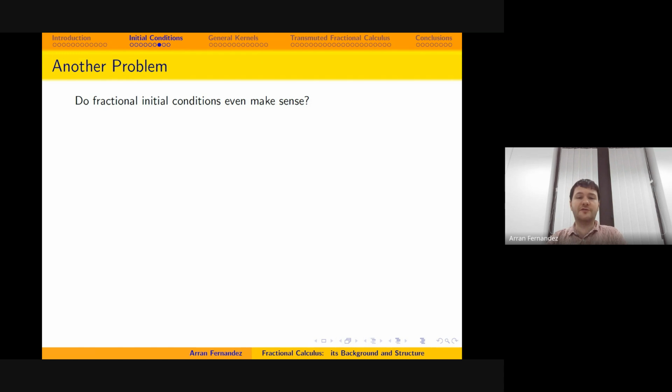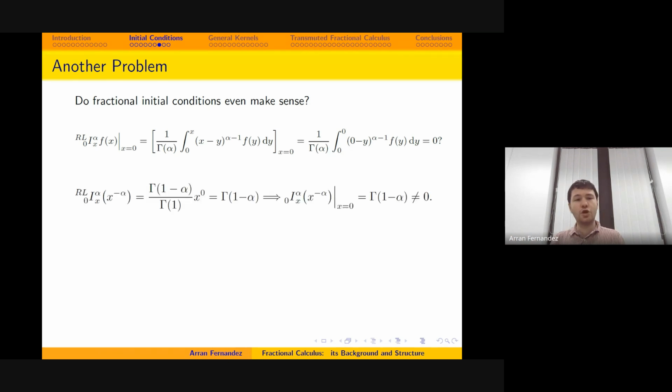Now, there is another problem in fractional calculus. So let's consider taking the fractional integral and then letting x go to 0. So we're taking an integral from 0 to x, and then we set x equals 0. Then it's an integral from 0 to 0, which we would think, okay, that must be 0, right? Not right. If you take the fractional integral of x to the power minus alpha, you get a constant function. That constant is non-zero. If you set x to be 0, it's still the same constant. It's not 0.